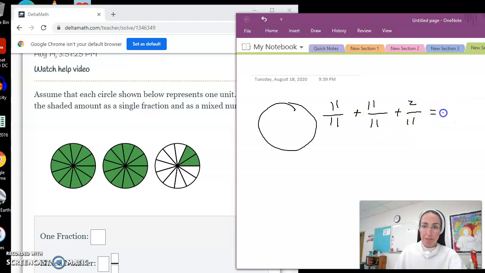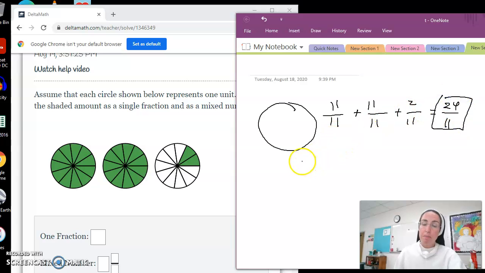Okay, when we add fractions, the bottom, the parts that it's out of, stays the same. So how many 11ths do we have? Well, 11 plus 11 is 22, plus 2 is 24. That's how I'd write it as one fraction, 24 over 11.